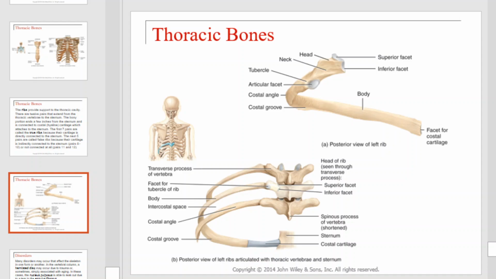This is an illustration of a typical rib bone. Take a moment to familiarize yourself with each labeled structure.